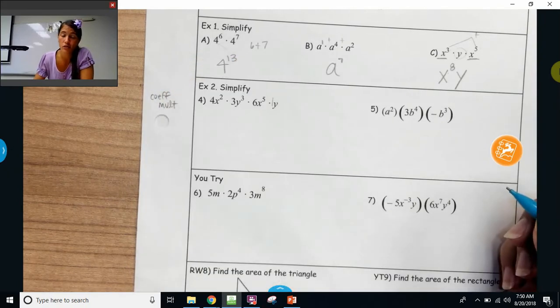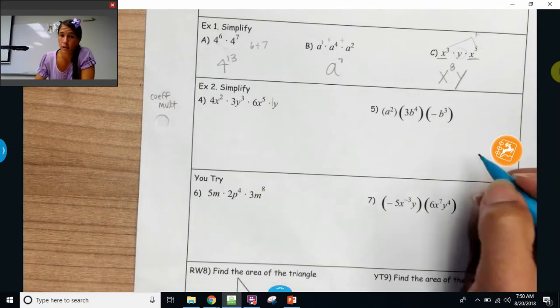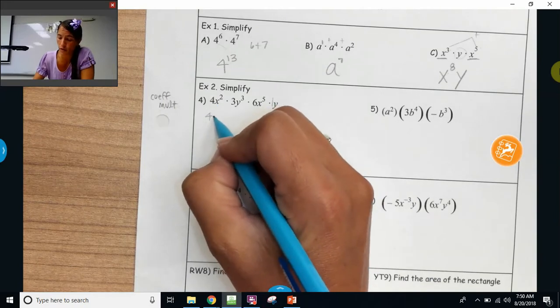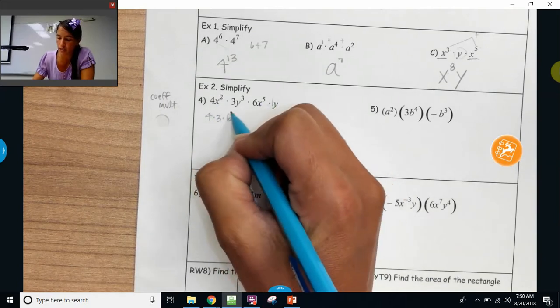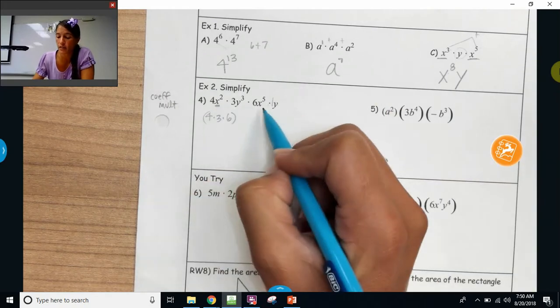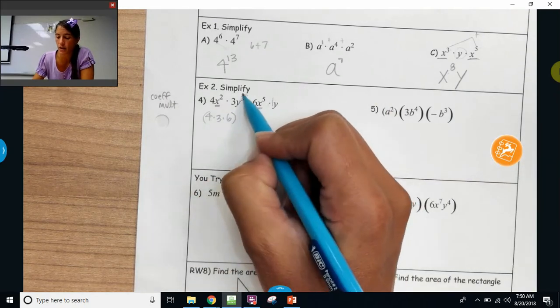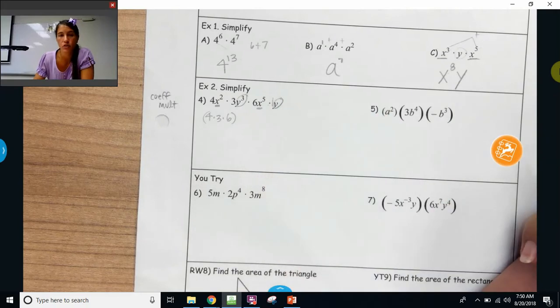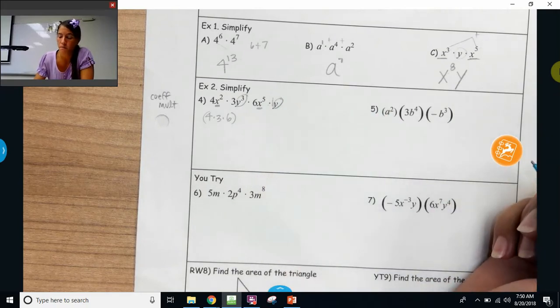They're not exponents. You don't add them. You multiply the coefficients. So I'm going to multiply 4 times 3 times 6, and then times 1. And then you're going to get your exponents that have the same base. So I have x's right here, and then I have y's. And so you can underline and circle like that.